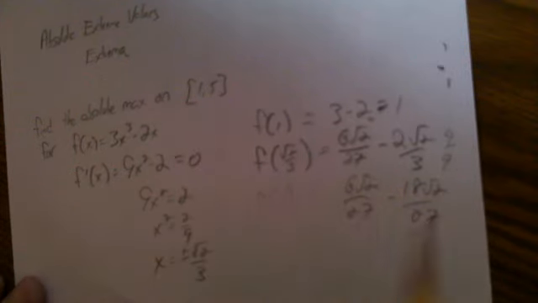Alright, so I'll just multiply this by 9 over 9 and get 6 radical 2 over 27 minus 18 radical 2 over 27. And forget this value, it's negative. So whatever number that turns out to be, it's definitely not going to be an absolute max because it's negative. 6 minus 18 is negative 12. So f of radical 2 over 3 is less than 0. So I can exclude that as a candidate.